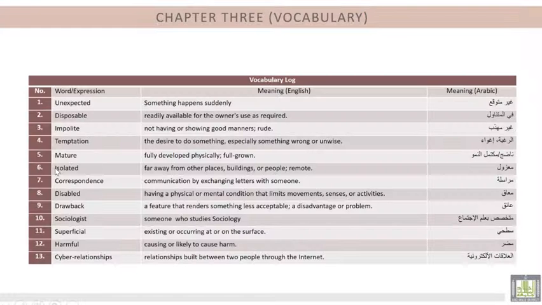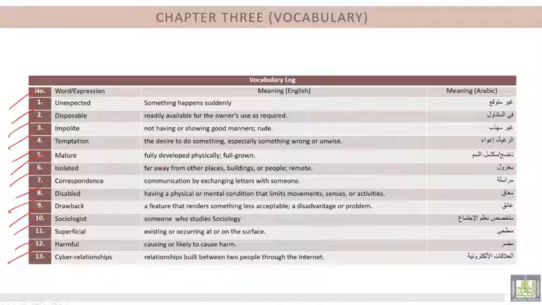The vocabulary log of this chapter include words like 1. Unexpected. 2. Disposable. 3. Impolite. 4. Temptation. 5. Mature. 6. Isolated. 7. Correspondence. 8. Disabled. 9. Drawback. 10. Sociologist. 11. Superficial. 12. Harmful.